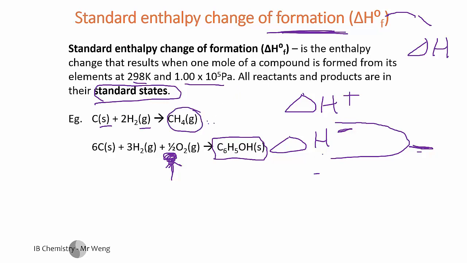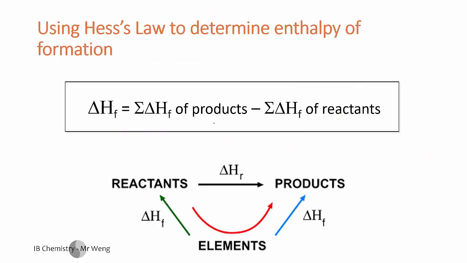All right, so if we look at some examples here, first of all, how do we know if it's reactants minus products or products minus reactants? Well, we know from the definition that the elements in their standard states are forming products in their standard states or reactants in their standard states. So the only way you can mathematically get from A to B is going in this red arrow direction here, which means we have to reverse the sign, so it must be products minus reactants.